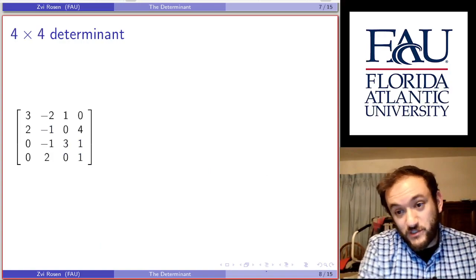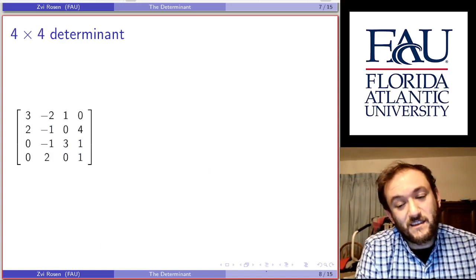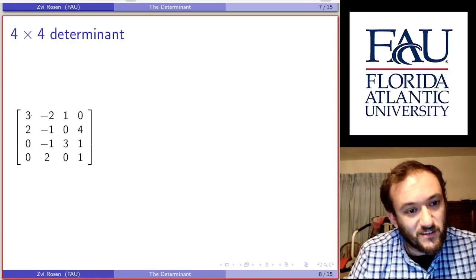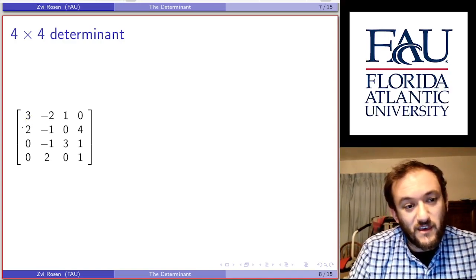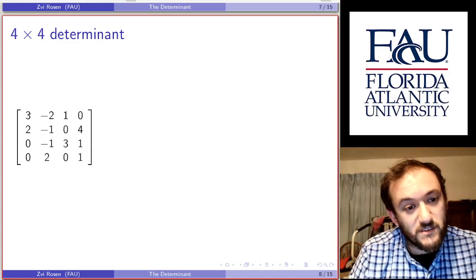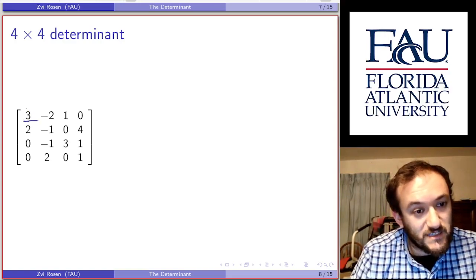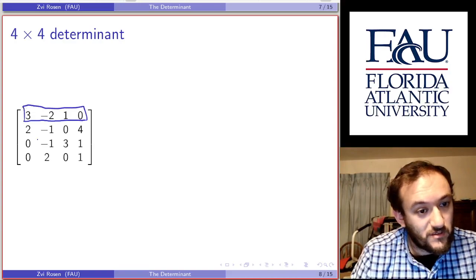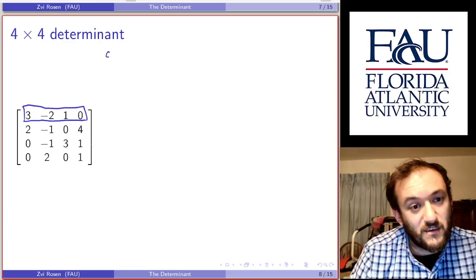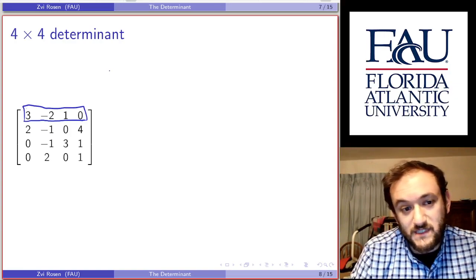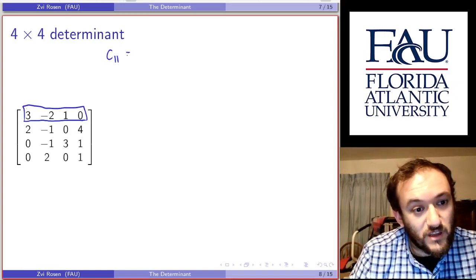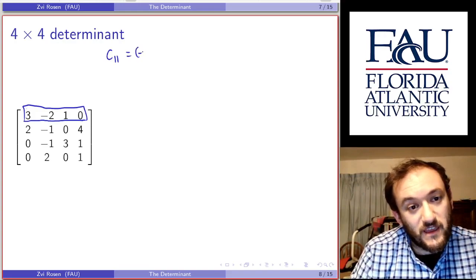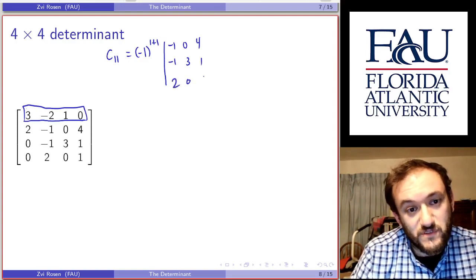Here's a 4x4 determinant. And this is going to be a little bit choppy, so bear with me. Again, any row or column works, so we can just go across the top. Okay, so we're going to take A11 times C11, etc. So we have C11 is equal to negative 1 to the 1 plus 1 times this determinant, negative 1, 0, 4, negative 1, 3, 1, 2, 0, 1.